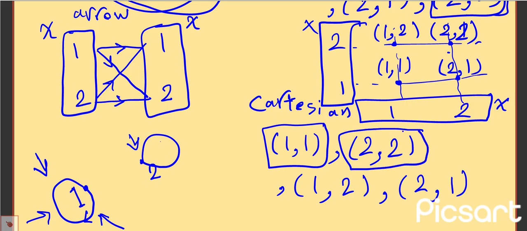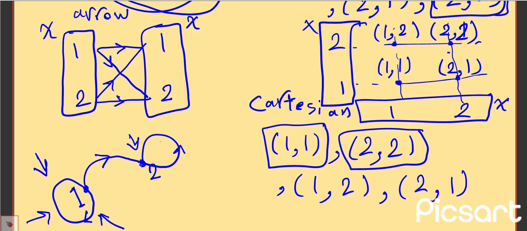We can represent it like this. A circle with a direction. It doesn't matter the direction, like this or like this. It doesn't matter. Okay? And then we have 1 and 2 and 2 and 1. This is 1 and 2. It comes from the point 1 to the point 2.